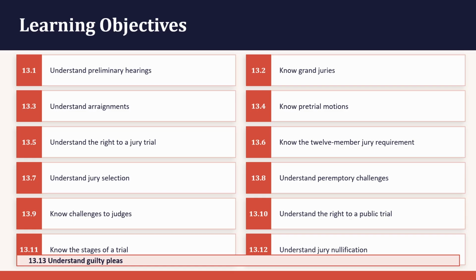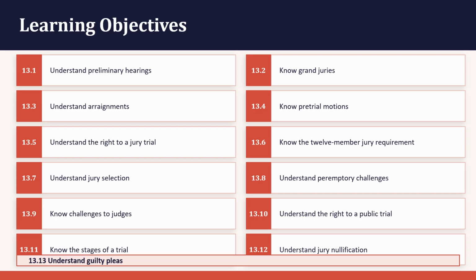Chapter 13 has 13 learning objectives, more than most chapters, reflecting the breadth of the material. Objectives 13.1 through 13.4 cover the pretrial phase, preliminary hearings, grand juries, arraignments, and the various pretrial motions including double jeopardy, speedy trial, change of venue, discovery, and suppression.